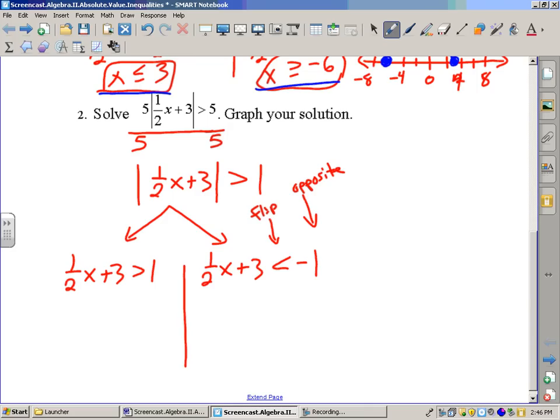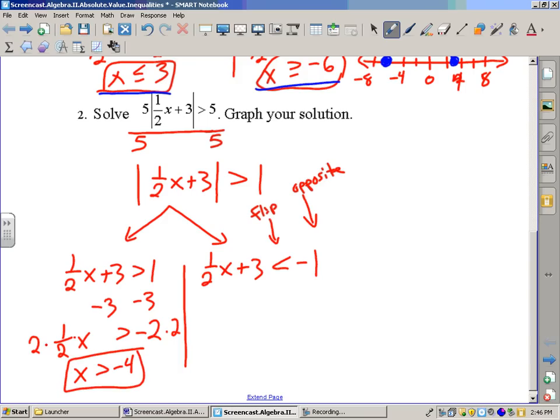So I'm going to solve them separately. These are like classic 2-step solutions in algebra. Subtract 3 from both sides. 1/2 x is bigger than negative 2. And now I could divide by 1/2, but I could also multiply by 2 because that's the same as the inverse operation here that we're looking for. So x is bigger than negative 4. There's one solution.